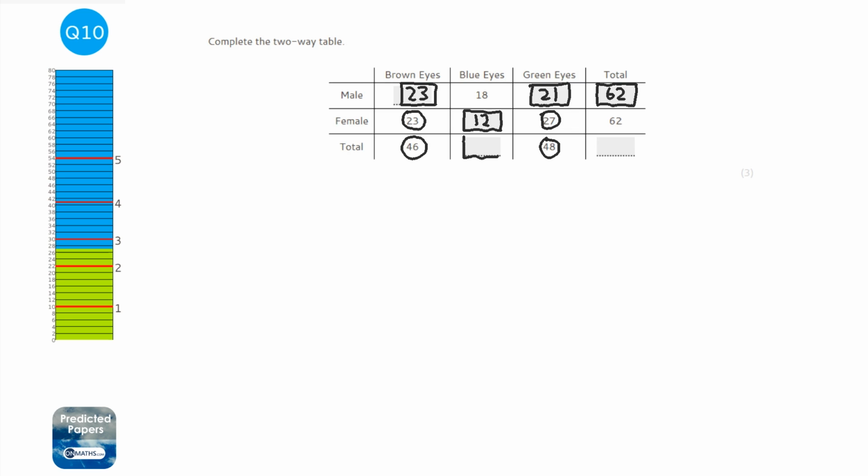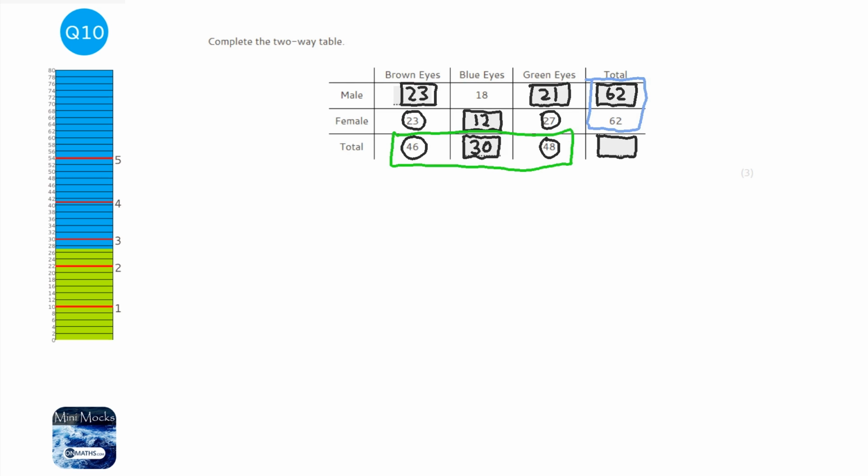With that one sorted, we can get this one. And if there's 18 males with blue eyes and 12 females with blue eyes, that means there's going to be 30 altogether. Now this total is either the total of these ones or the total of these ones, and they should give you the same number. Don't add the blue and the green ones together, so it's only one of them.